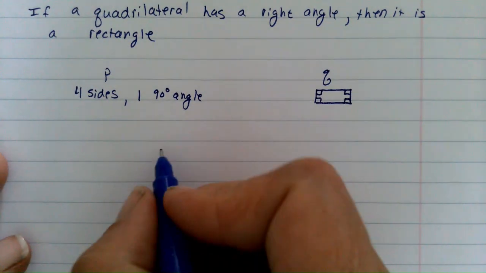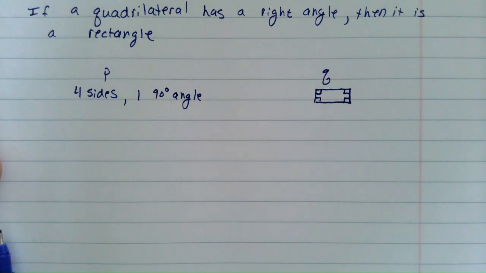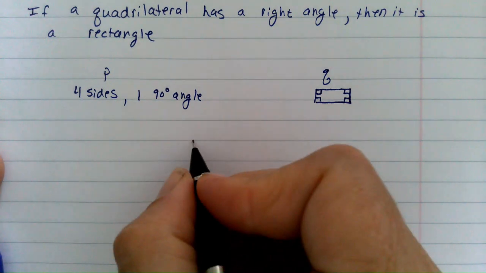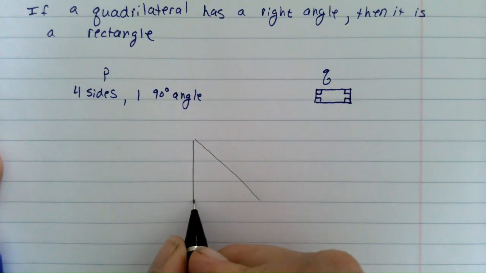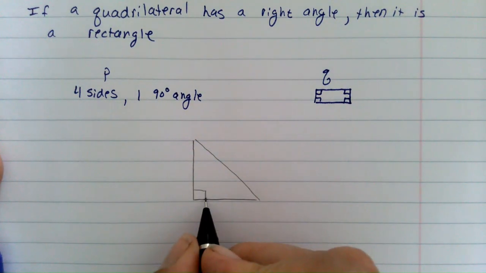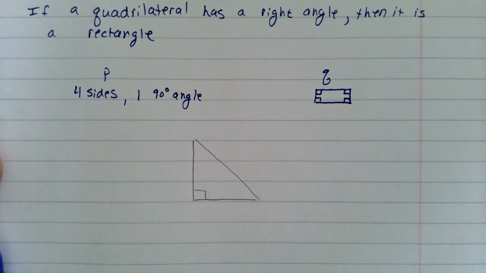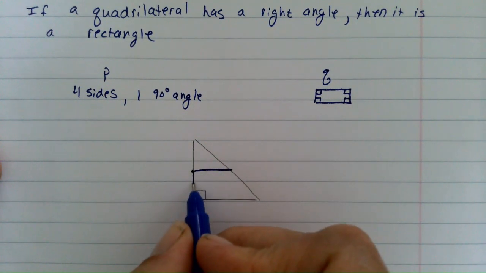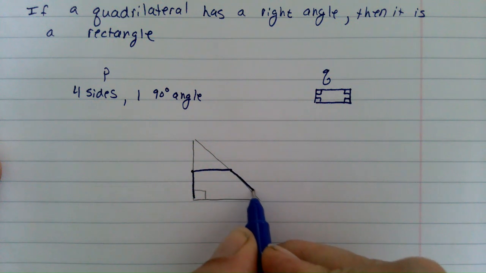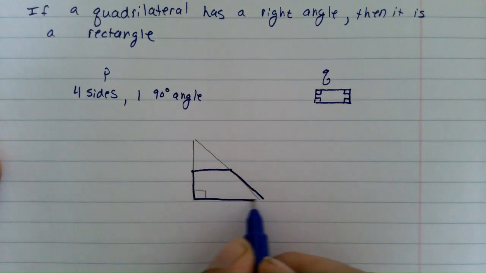Let's think about it. Let's look at a right triangle. And I know you're going to say, "Right triangle? Seriously? That has 3 sides." You're right. I get it. We're going to take this right triangle and we're going to cut the top off. Once we cut the top off, we have a 4-sided shape.